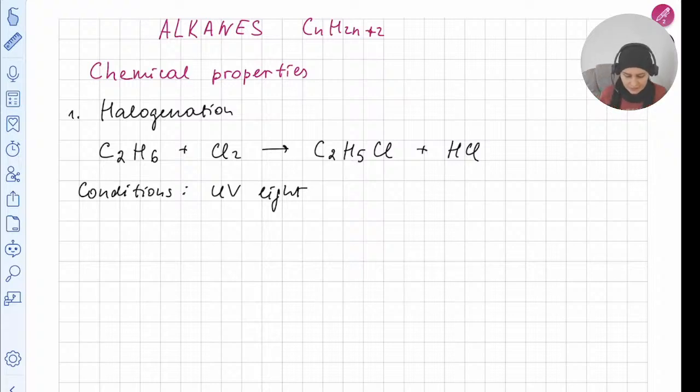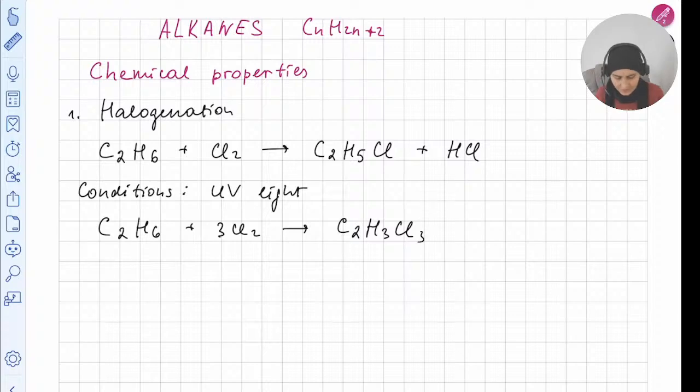Right, remember that during halogenation, you can have more than one hydrogen substituted. So if C2H6 has 6 hydrogens, you can substitute anywhere from 1 to 6 depending on how much chlorine you have. Let's substitute, for example, 3. So if you have C2H6 and Cl2 in a 1 to 3 ratio, you would form C2H3Cl3, because I've substituted 3 H's by 3 chlorines, and 3 HCl's would be released.